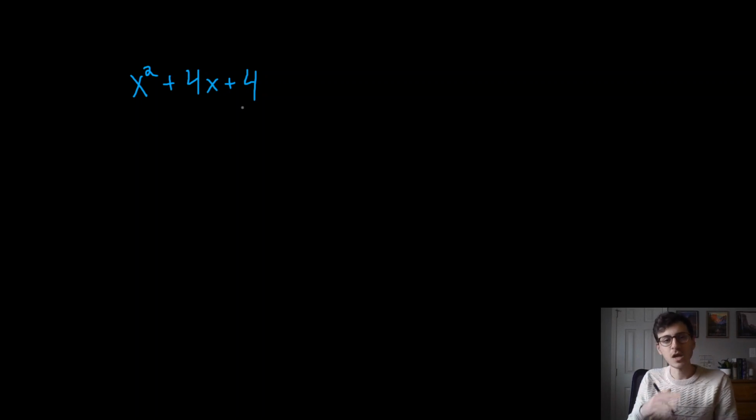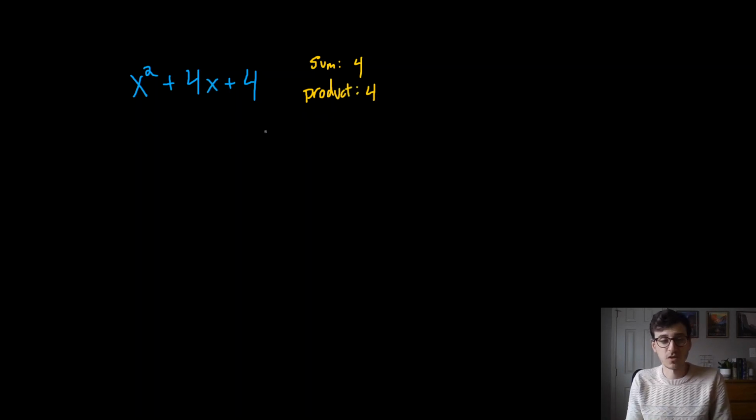So let's just look at this example. X squared plus 4x plus 4. Okay, now you could factor this any old way, right? Just how we factored in the past, saying that the sum of my two numbers needs to be 4 and that their product needs to be 4 as well. Whatever I'm factoring this out into.